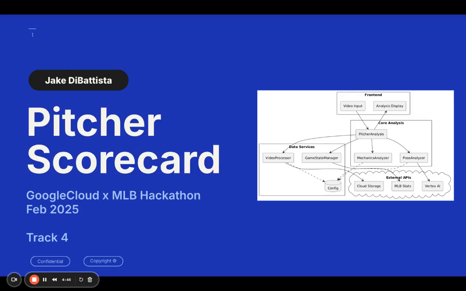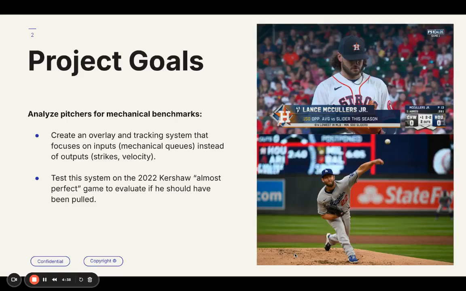Hello, my name is Jake DiBattista, and today I'm presenting Pitcher Scorecard diagrammed right for the Google Cloud X MLB Hackathon Track 4. The goal of my project was to analyze pitchers from mechanical benchmarks.